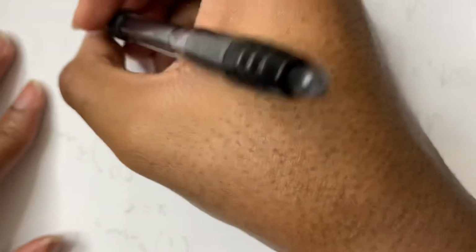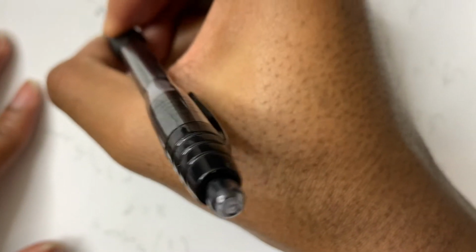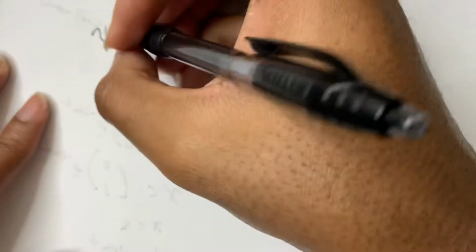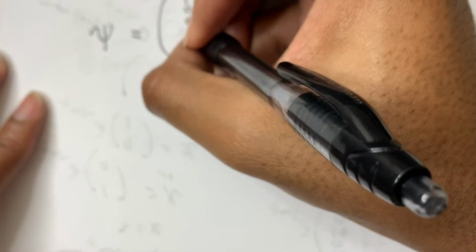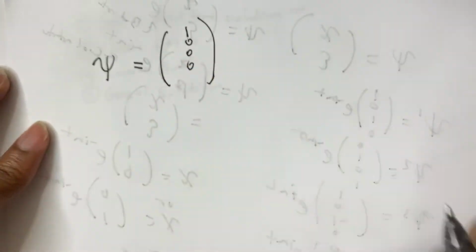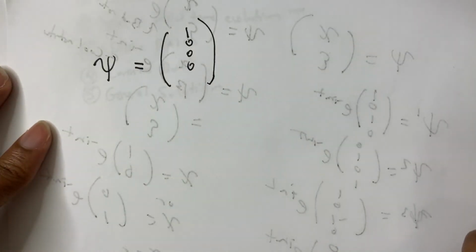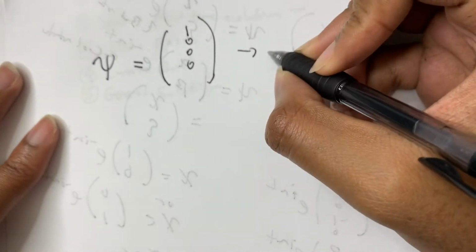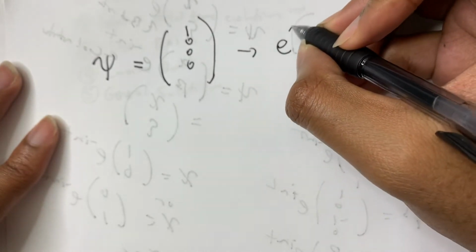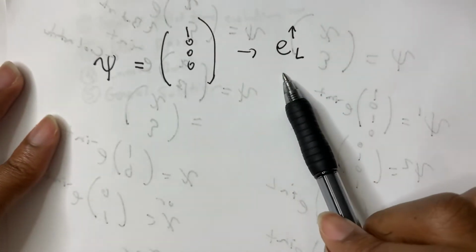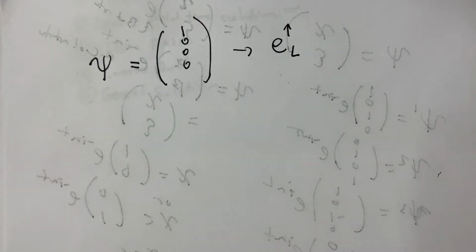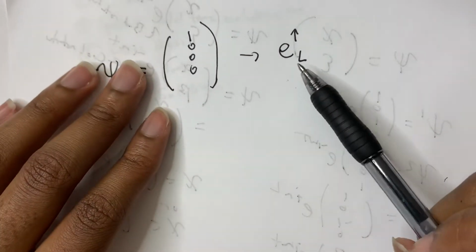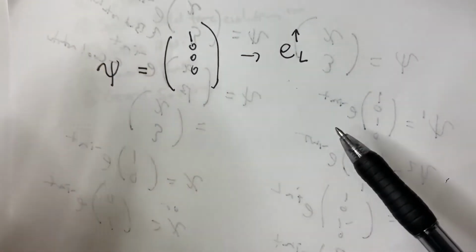Okay, so let's take some spinor. Let the spinor be (1, 0, 0, 0). So what does the spinor mean? This spinor just describes a left chiral field that is spin up. If you didn't know that, watch my video about Weyl spinors. I talk all about that. But this describes a field that is left chiral and spin up.